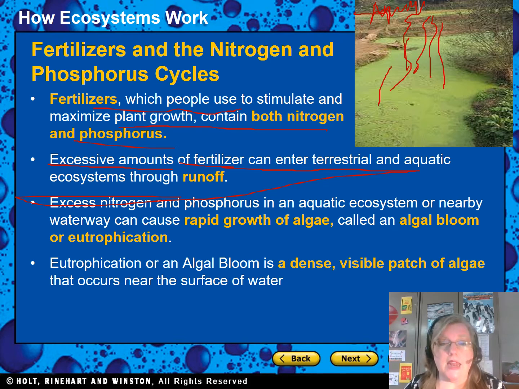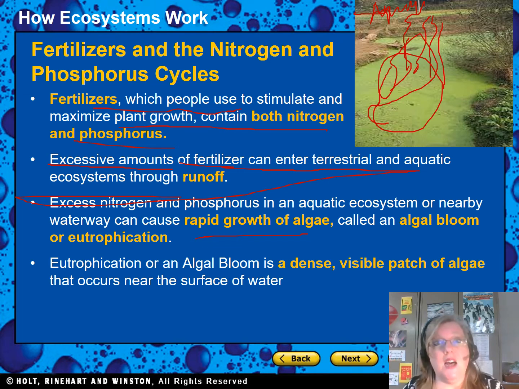All right, and it causes this rapid growth of algae. Okay, algae's a plant, sort of. It's a protist. It loves all this fertilizer that we're adding to the water. Well, it's called an algal bloom. Okay, when we add too much fertilizer, and now all of a sudden there's algae all over the top of the pond, it's called an algal bloom. That's the easy one to remember. You bloom. It's a plant.